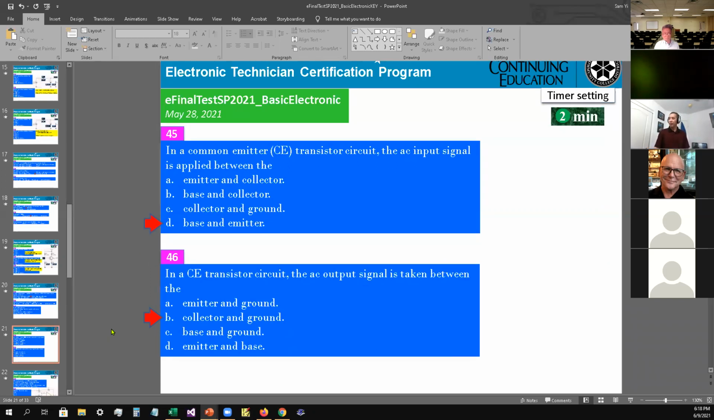Okay, number 45. In a common emitter transistor circuit, the AC input signal is applied between the... Common emitter means the emitter is connected to ground, so where do you put your input? You only have two choices, either base or collector. Usually the collector is the output, so the input has to come in through the base. Since the emitter is connected to common, the input is between the base and the emitter. So the answer is D, as in David, for number 45.